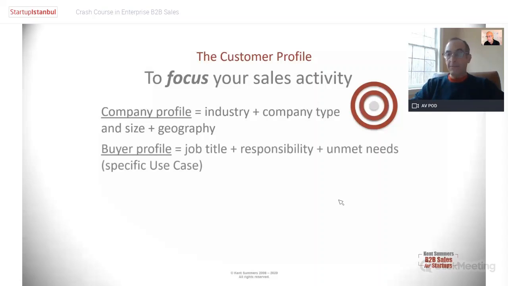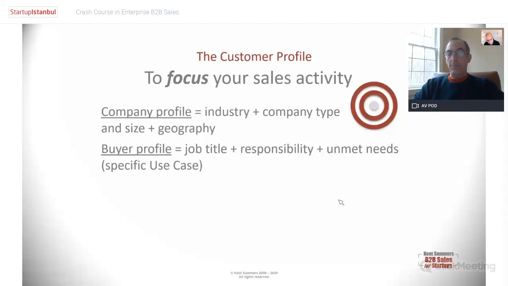Once you define that, inside the company profile is really the buyer profile. This profile consists of a job title or role, specific responsibilities, and unmet needs inside that organization, typically around a specific use case. The buyer profile, your buyer, often in sales called an ally or a champion. This is the person that stands to gain the most or lose the most with your offering. This is the person that's most closely involved with your offering.